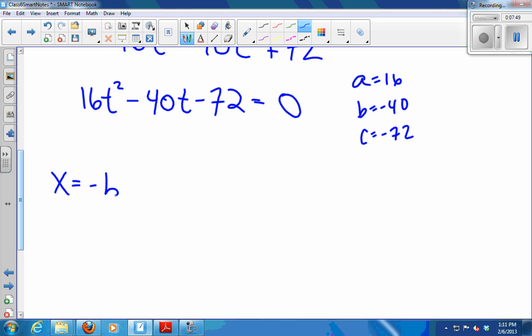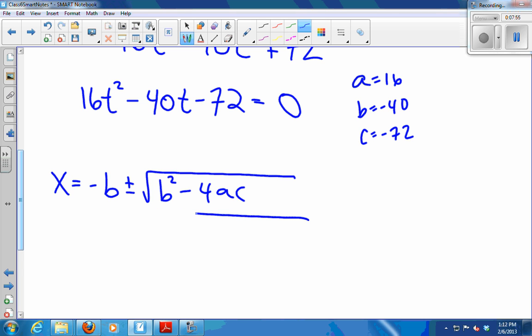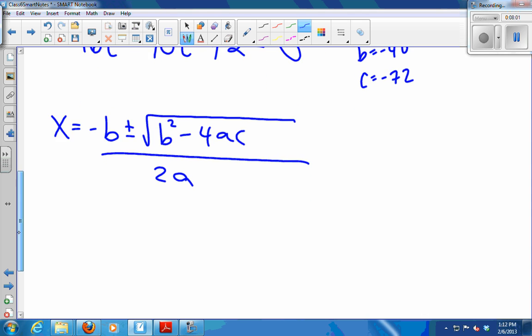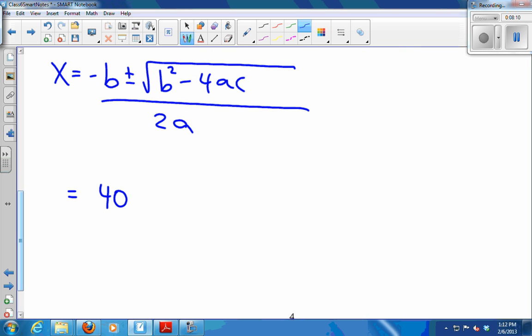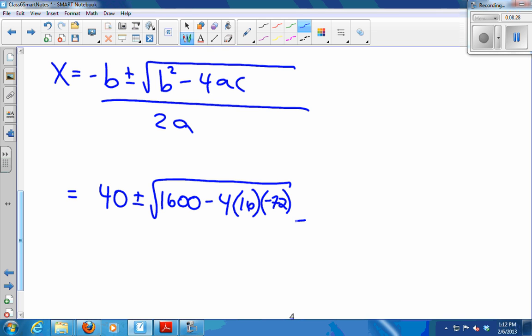And x is negative b plus or minus the square root of b squared minus 4ac all over 2a. So let's see what we get. We're going to have negative b, or the opposite of b. B is negative 40, so the opposite of b would be 40. B squared, well, negative 40 squared would be 1600, minus 4 times a, which is 16, times c, which is negative 72, all over 2 times 16.